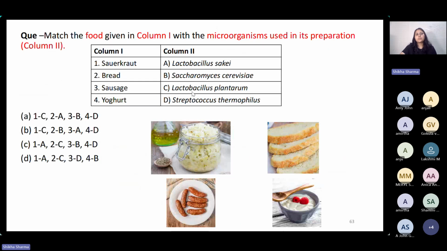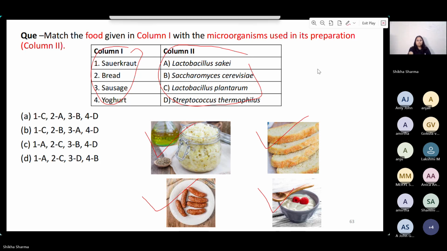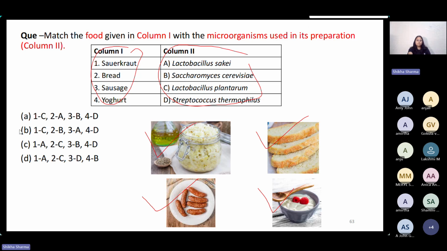Okay, let's discuss this question. We have in column 1 food products like sauerkraut, bread, sausages, and yogurts. And in column 2, we have the beneficial kinds of microorganisms which are used for the preparation. So we need to match here. So this is the sauerkraut, this is bread, this is sausages, and this is yogurt. They all are fermented products. So Lakshmi is saying B here.